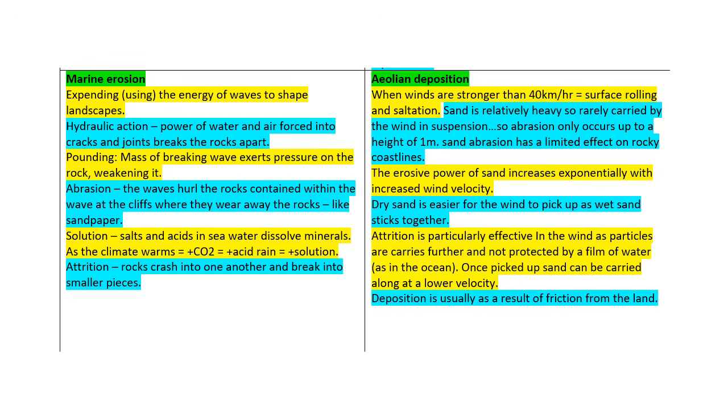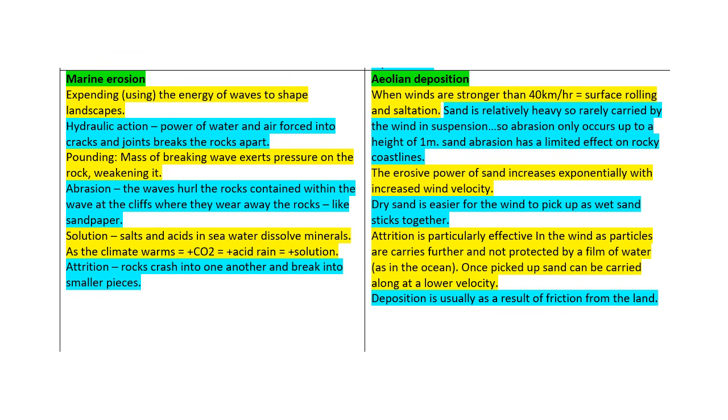Pounding, again, is where the pressure of the waves literally breaks the rocks apart. Abrasion is where the waves hurl the rocks at the cliffs, where they wear away the cliffs like sandpaper. Solution is where the salts and acids in the seawater that are there naturally dissolve the rocks. Attrition is where two rocks crash into each other and break into smaller pieces.